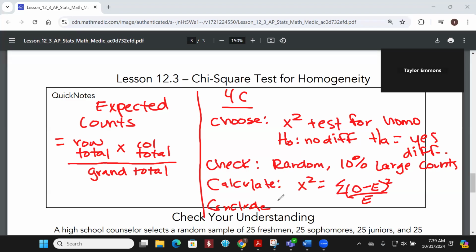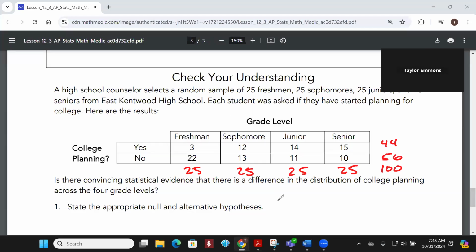Okay, I'm going to give you 5 minutes to do this one, and we're going to move on. So, super fast. All right, so first thing you should have done is totaled up your columns and rows. 25 all the way across the bottom, 44, 56, 100. Good? All right, next part.